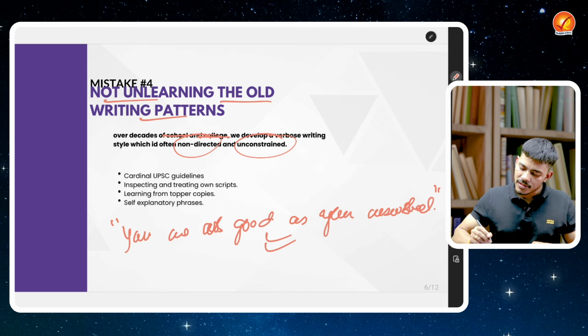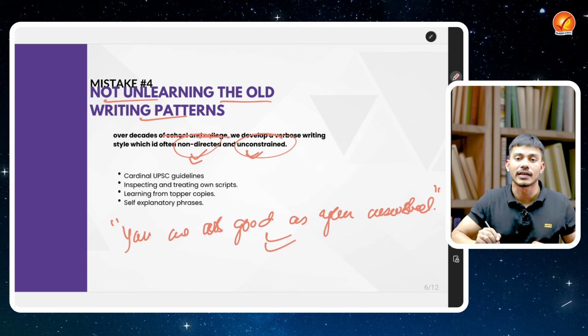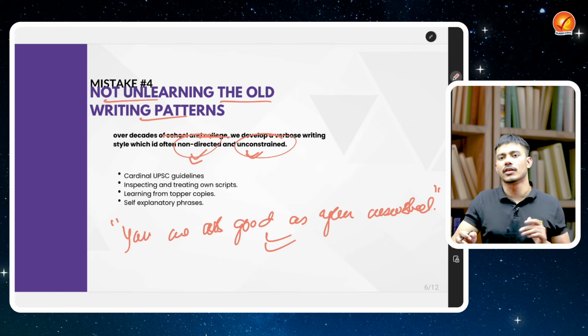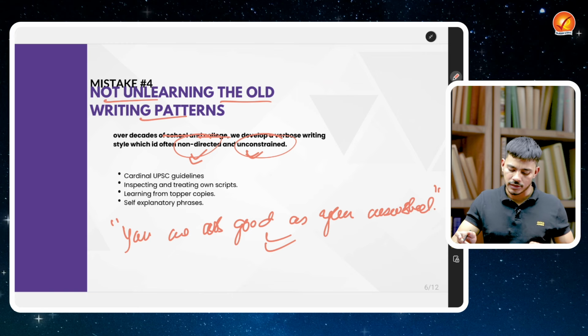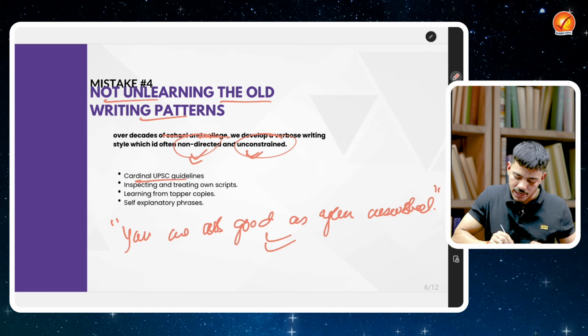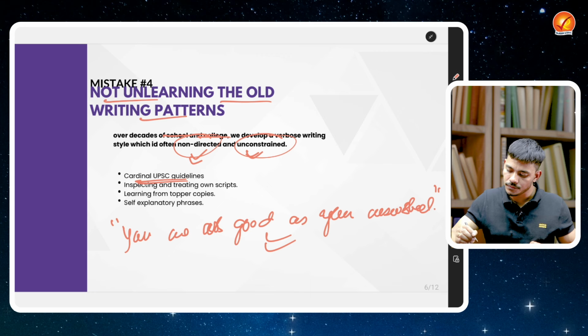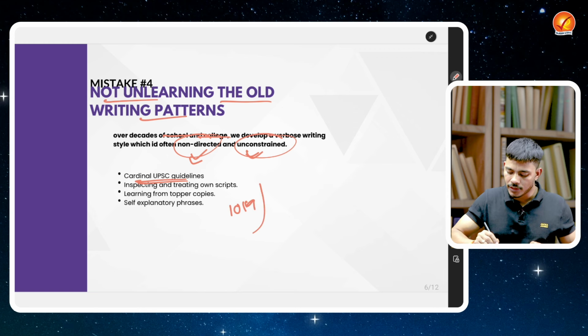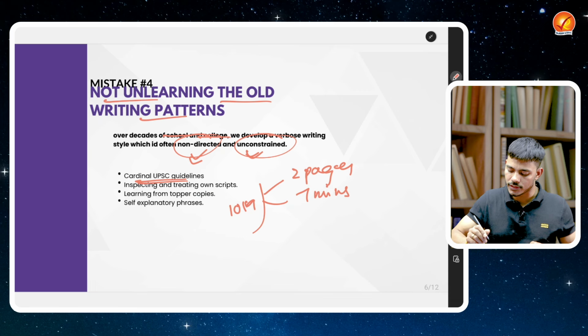However, the UPSC mains examination is very directed and constrained writing. So whatever things we have learned which are not in sync with UPSC mains answer writing need to be unlearned. And how do we get the idea about those? We can get those ideas by understanding the cardinal UPSC guidelines. Say for example, what are the guidelines for writing a 10 marker? We can simply derive it from here, that we are supposed to write a 10 marker in firstly 2 pages, there is a space limit, then roughly 7 minutes, this is the time limit, and then in 150 words.